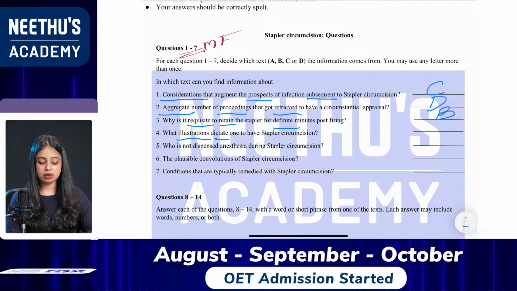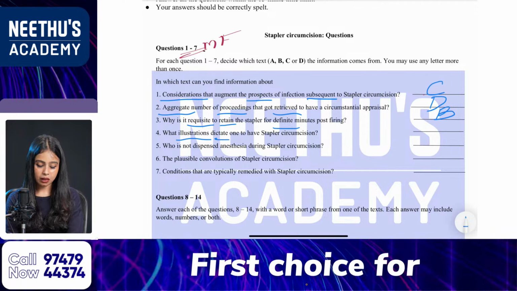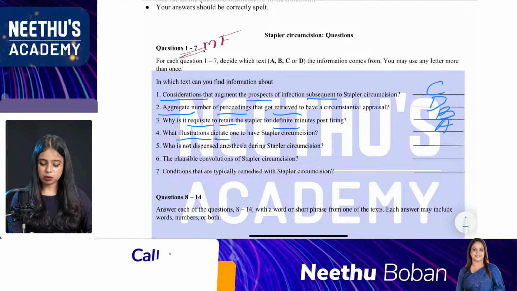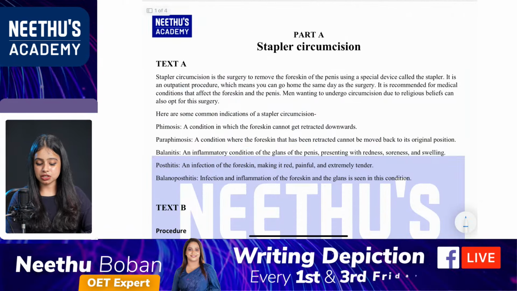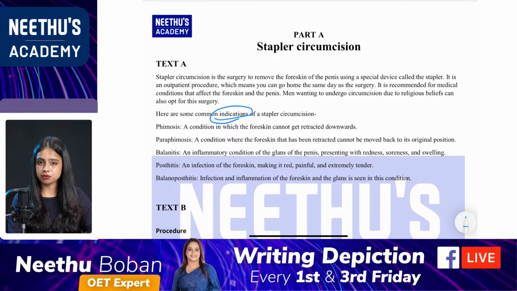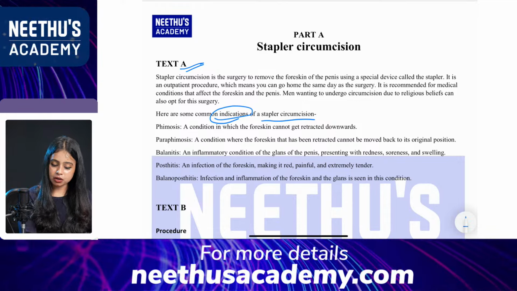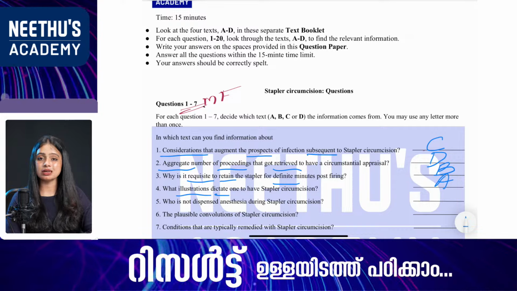Okay. Yes, Libby, Kavita. Okay, any other answers? Okay, so very good, and that's from text A. Okay, so what about the instances mentioned there? Very good. Yes, so B, indications. A lot of common indications mentioned here, instances, okay, for doing stapler circumcision. So that's from text A. Very good, excellent. Okay, Smita, very good, dear. It's from text A.